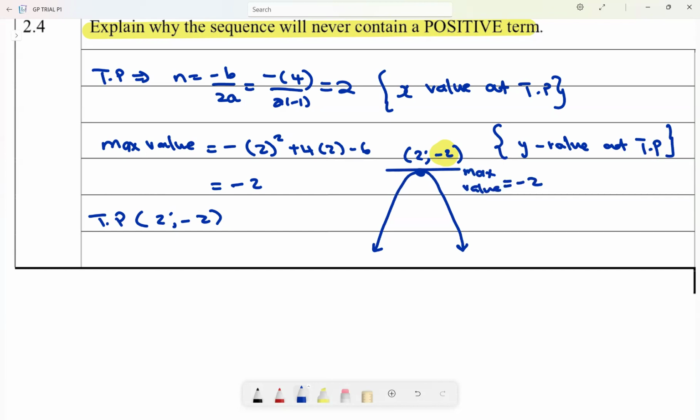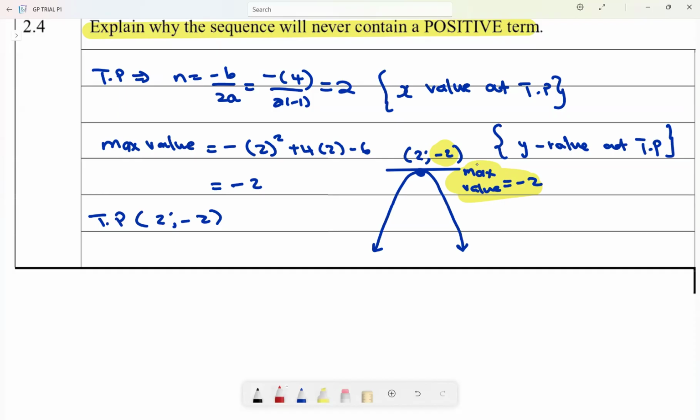it is equal to negative 2, then it means whatever values are below are going to just be negative, because this is just the maximum value, being how much? Negative 2. So this is another way you can prove that this can never have a positive root.